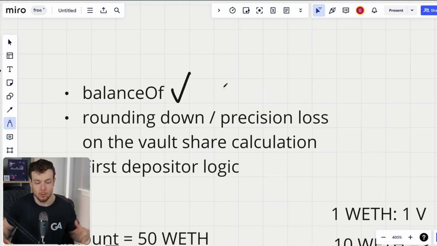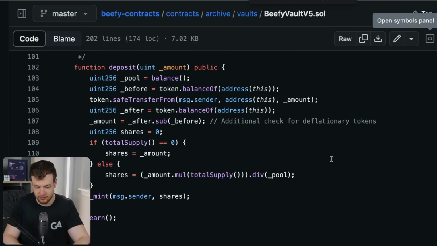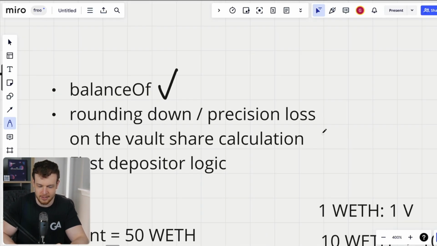Let's have a look now, rounding down and precision loss on the vault share calculation. So rounding down, since this is so old, we are using safe math. Now, of course, .div still has the same rounding issues as just normal division in Solidity. So yes, our second red flag here, check.